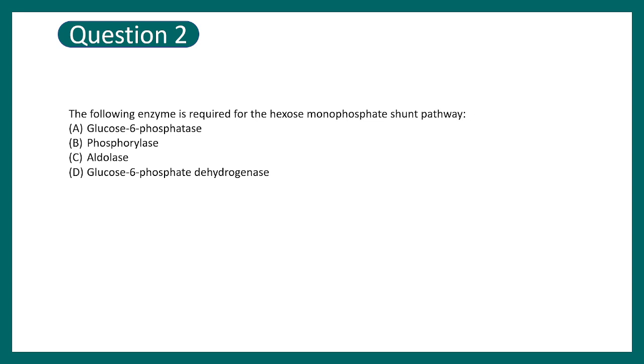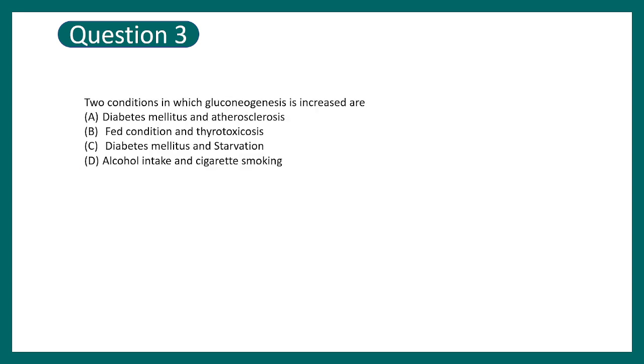The following enzyme is required for hexose monophosphate shunt pathway, right? So you need to identify the enzymes. That's a very important enzyme in this pathway, and the correct answer is option D. Anyway, if you want to learn more about pentose phosphate pathway or hexose monophosphate shunt, you can quickly click on the I button. A detailed video explanation is provided.